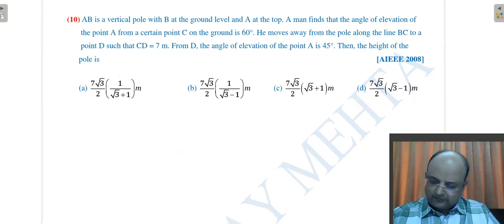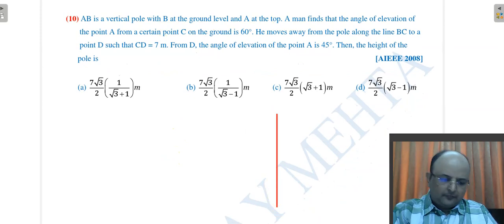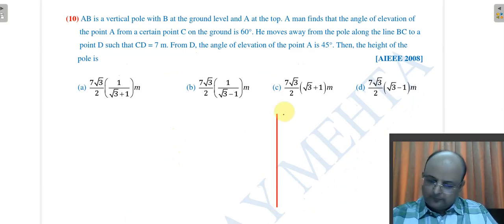Yes, it is. AB is a vertical pole with B at the ground level and A at the top level. Okay. Simultaneously we will name the points. This is B. A man finds the angle of elevation of a point A from certain point C on the ground is 60 degree. He moves away from the pole along the line BC.